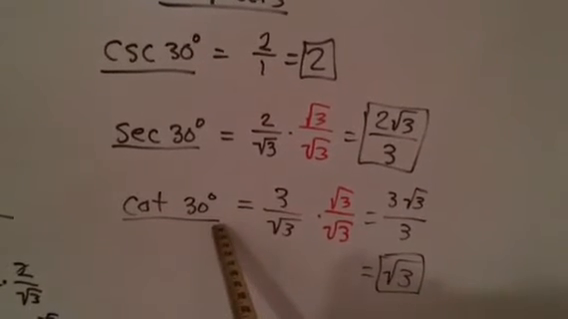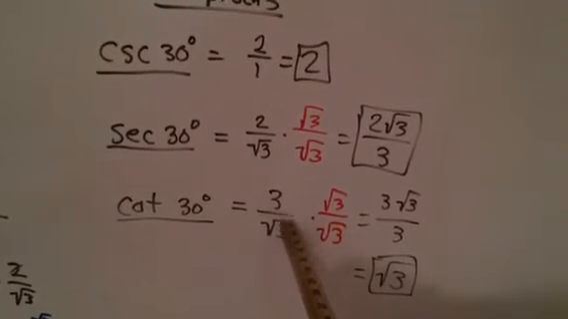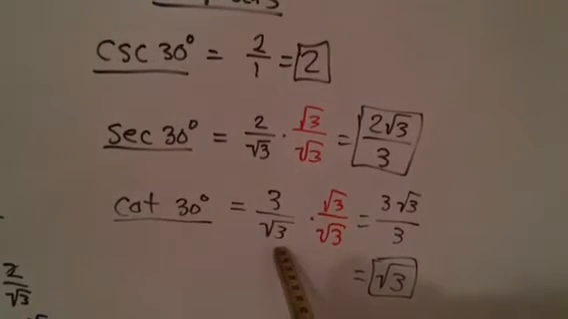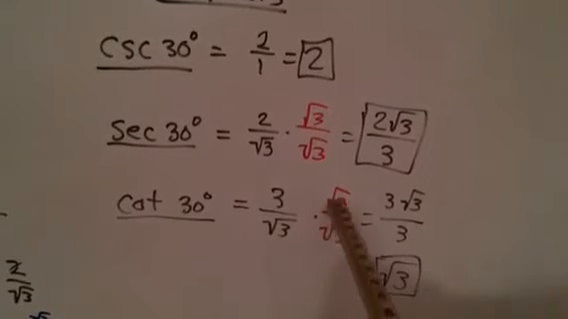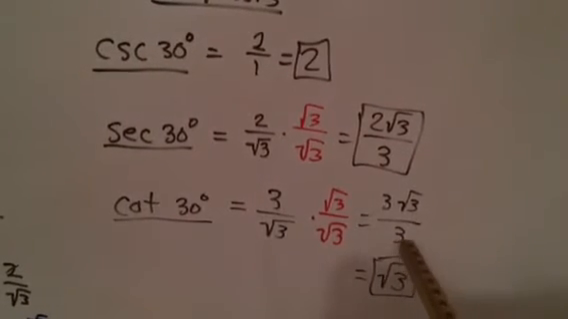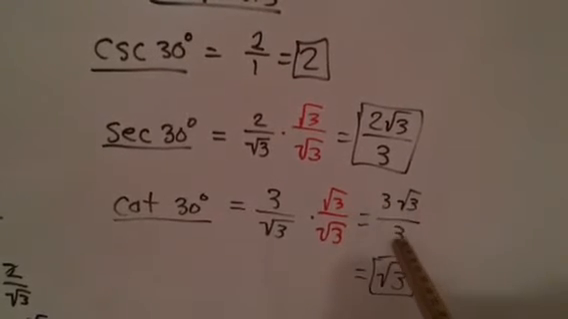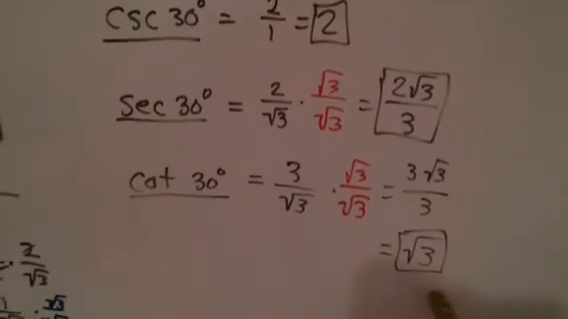The cotangent of 30 degrees is the reciprocal of tangent. The reciprocal of tangent 30 is 3 over square root of 3. Again, rationalize. You'll get 3 square root of 3 on top, 3 on the bottom. And then notice the 3's cancel, leaving just square root of 3.